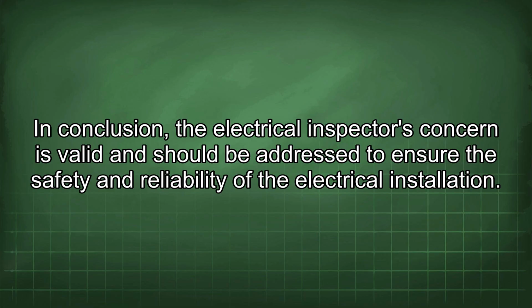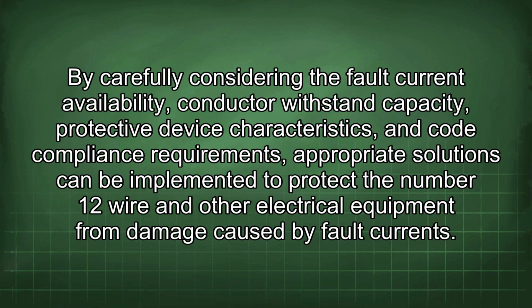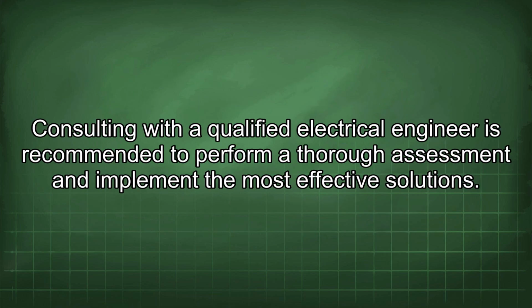In conclusion, the electrical inspector's concern is valid and should be addressed to ensure the safety and reliability of the electrical installation. By carefully considering the fault current availability, conductor withstand capacity, protective device characteristics, and code compliance requirements, appropriate solutions can be implemented to protect the number 12 wire and other electrical equipment from damage caused by fault currents. Consulting with a qualified electrical engineer is recommended to perform a thorough assessment and implement the most effective solutions.